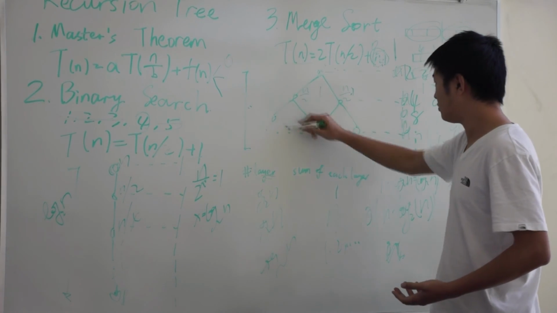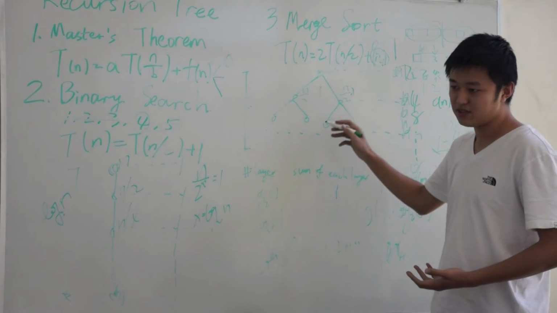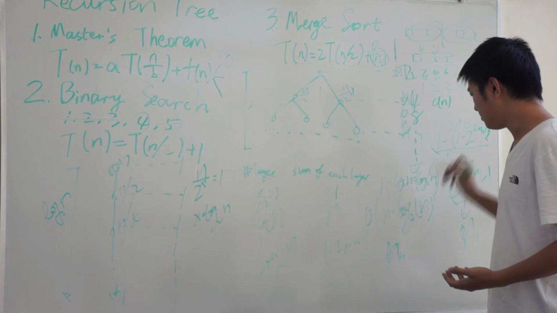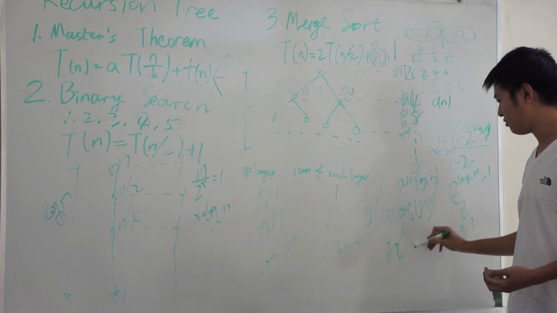If we have n nodes here, then the traversal of this binary tree would have a time complexity of O of n.